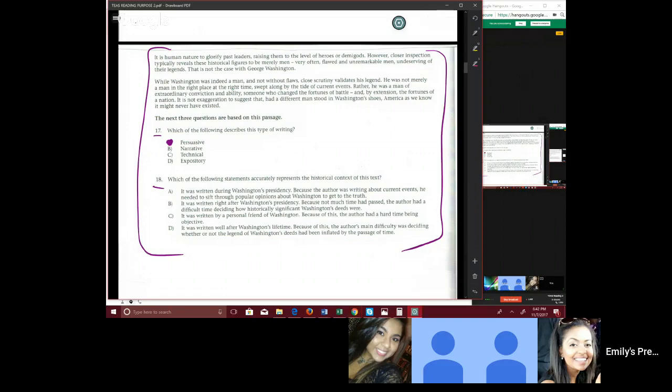It does help a little bit what they gave you for answer choices, but you still may have picked expository. So this doesn't come across as being overwhelmingly persuasive, although it's definitely centered on someone's opinion about George Washington. It's definitely not a story, so you probably got rid of narrative. It's definitely not technical. And that would leave you with expository and persuasive. Remember, expository actually means informative.